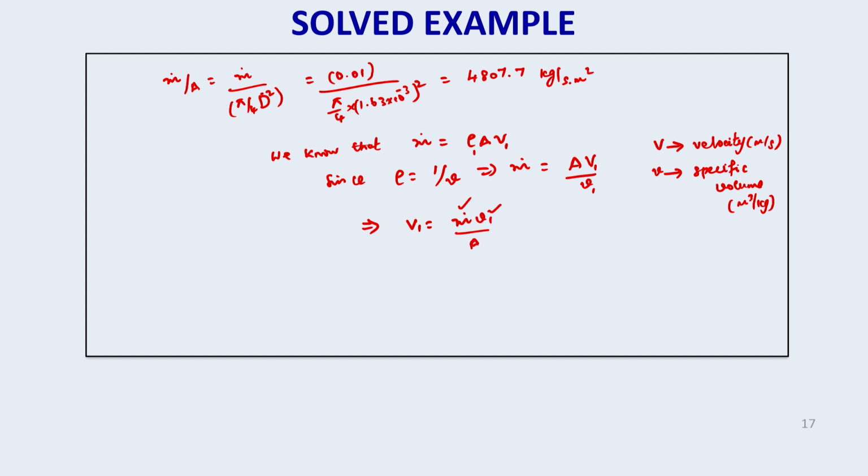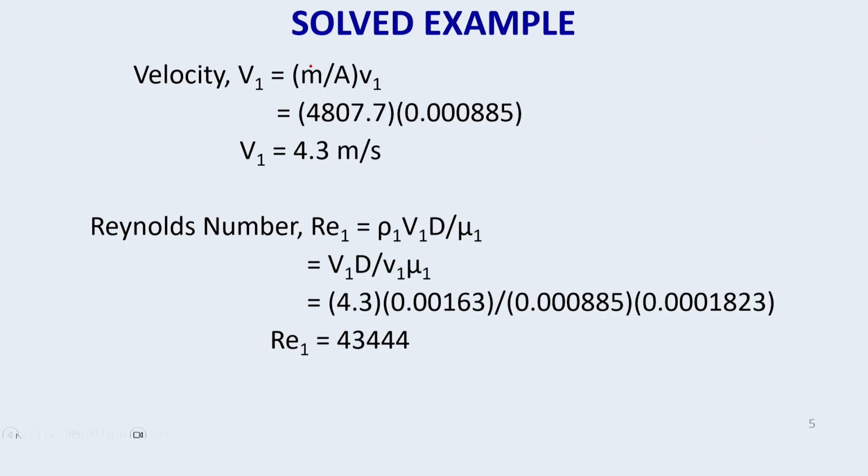Specific volume of the liquid refrigerant before throttling. Area is pi by 4 d square. So when you substitute the values, we will get 4.3 meter per second. Then we can find out the Reynolds number.